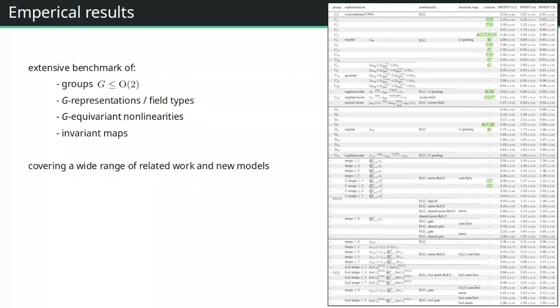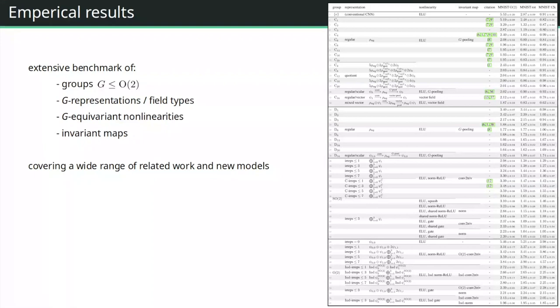What was most interesting for us in this paper was to benchmark different types of symmetry groups, different group representations, different types of nonlinearities, and these invariant maps which we apply at the end. Mostly we look at regular representations, and then we have quotient representations, irrep representations, and other stuff like induced representations. Gabriele came up with a whole family of things you could do, and we are benchmarking it.